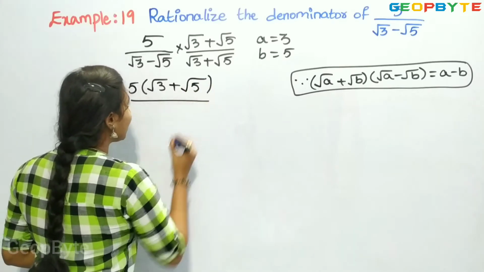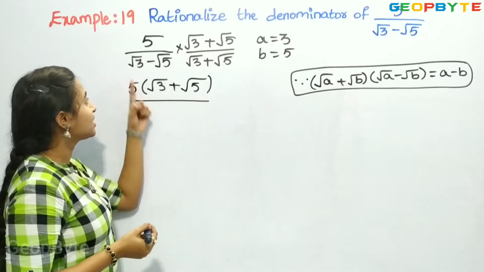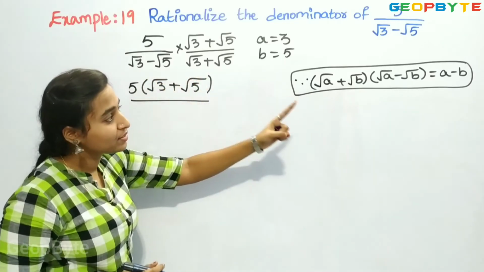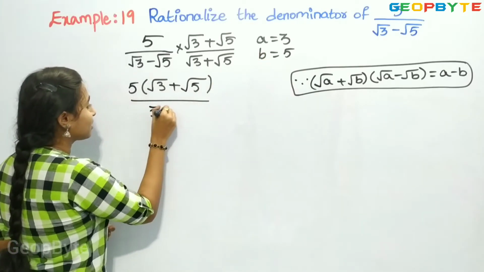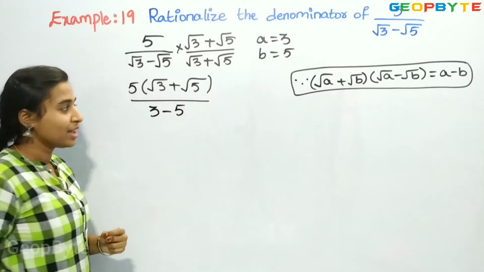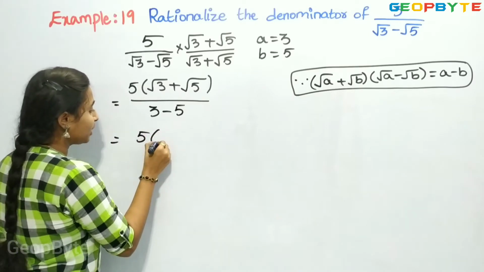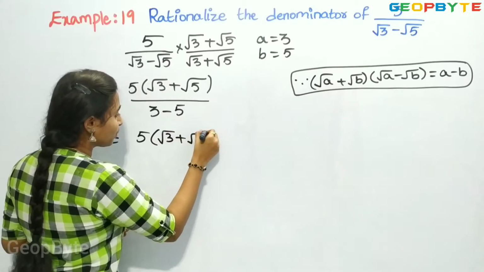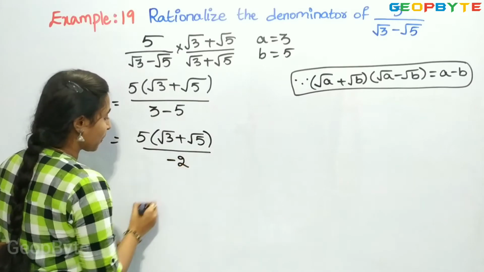And in the denominator, it is in the form of that identity, that is root A minus root B into root A plus root B. It gives you A minus B. What is A? 3. What is B? 5. So 3 minus 5. Now let us write the next step. 5 into root 3 plus root 5 by 3 minus 5, which is minus 2.